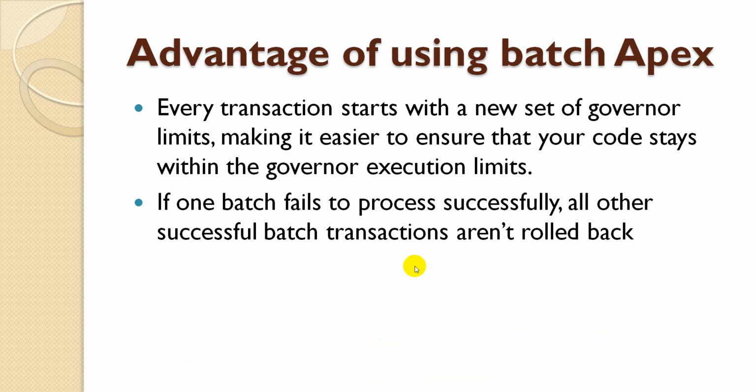So what are the advantages of using batch Apex? Every transaction starts with a new set of governor limits, making it easy to ensure that your code stays within the governor execution limits. If one batch fails to process successfully, all other successful batch transactions are not rolled back. It means if you save 1,000 records and then there is a problem between 1,000 and 1,200, the ones which were saved will not roll back.